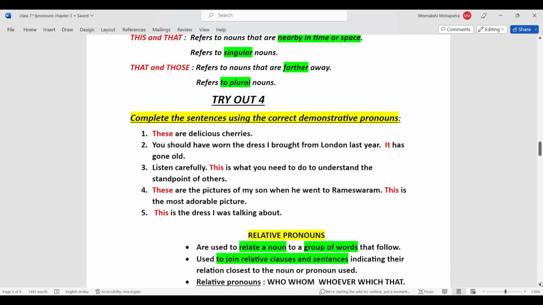This is the most adorable picture. Now I take out one picture and I show you. So one picture is singular, so I use this. And because you're sitting close to me, that is why this is the most adorable picture. Number five. This is the dress I was talking about. Because we both are having a conversation nearby, therefore I am pointing to a dress which is near to me. So this is the dress I was talking about.